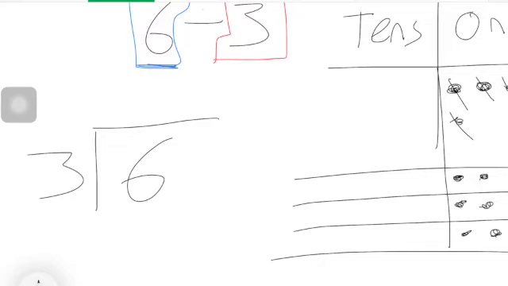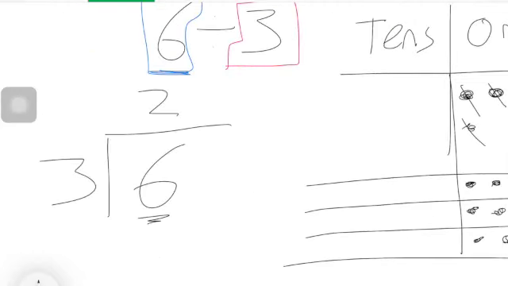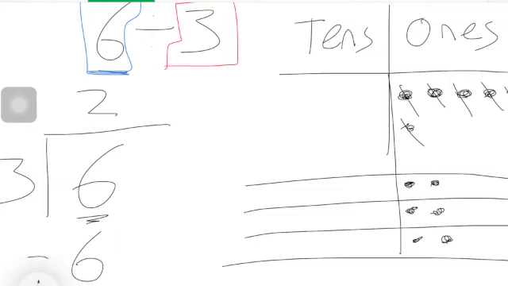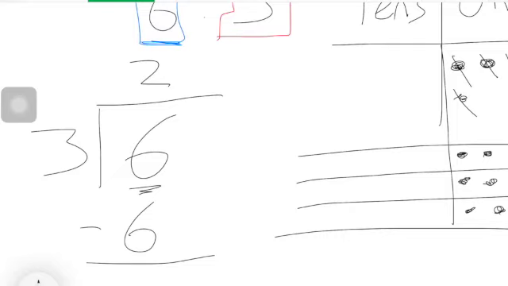Look back at the model. 6 ones, that's the number underneath here, divided by 3 is 2 ones. So we have 2 ones divided by 3 groups. The 2 goes up here. You distribute 2 ones 3 times. 2 ones times 3 is 6 ones, right? Now, we divided 6 ones and have no ones remaining. 6 ones minus 6 ones equals 0 ones.